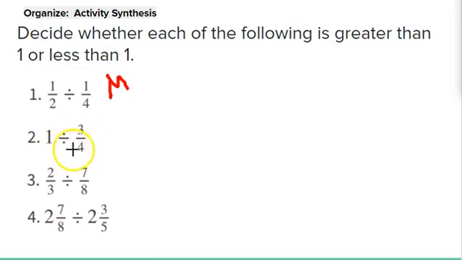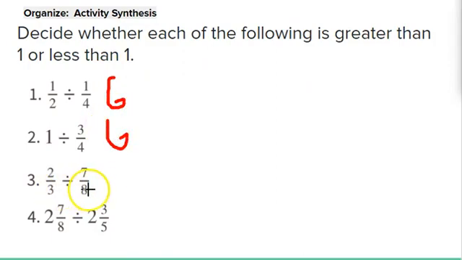What about here? 1 divided by 3/4. Again, since we're dividing by something that's less than 1, we're going to get something that is more than we started with, and 1 is what we started with, so it's going to be more than what we had. Oops, let's make that into greater than. Yes, there it is.